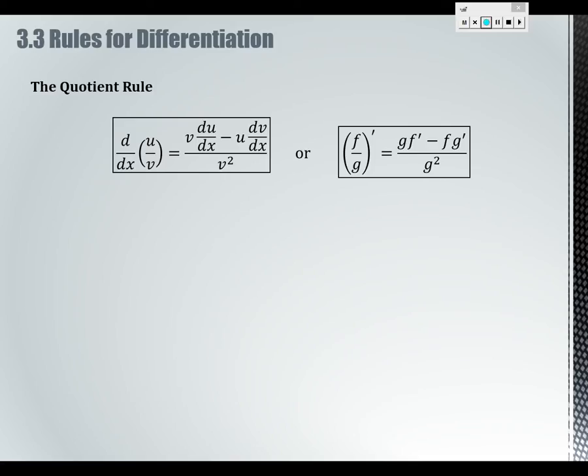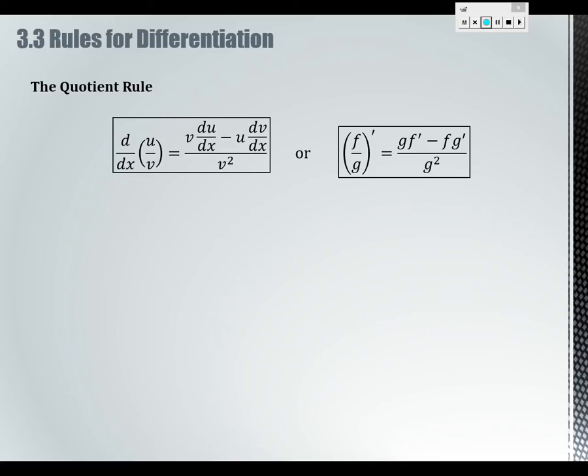Well done. You might want to put this somewhere you can see it in the morning when you get up from bed, on the ceiling or something like that, okay? Memorize it. By the way, for many people, like myself, I don't usually use this. I just remember it's bottom times the derivative of the top minus the top times the derivative of the bottom, all over the bottom squared.